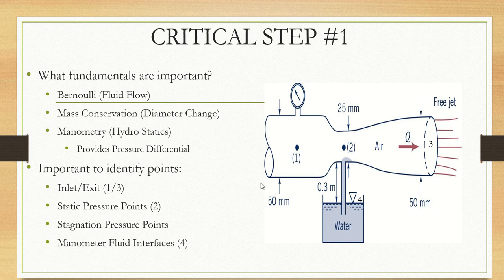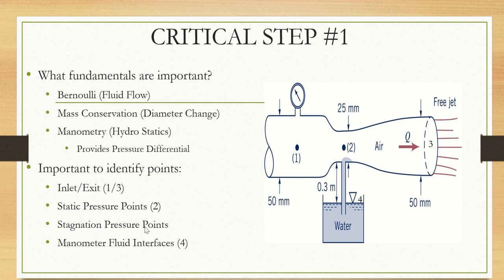I also want to ensure that I identify critical points in the problem. Never try to solve a problem involving a streamline, involving the application of Bernoulli's equation, without identifying points along that streamline. So I want to look at the inlet and exit points. Here we're talking about point 1 and point 3. Point 2 is a static pressure point. It is located above the inlet to my manometer. We always want to locate a computational point above the inlet to my manometer.